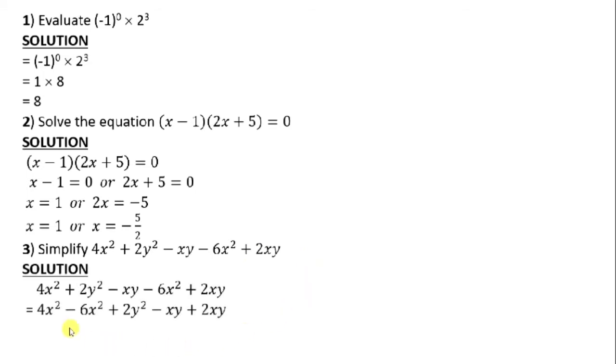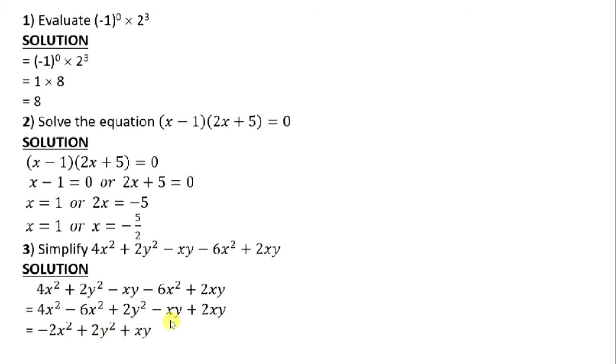So we are going to say 4x squared minus 6x squared plus 2y squared. 2y squared doesn't have a like term. Minus xy plus 2xy. So we'll group them like that. Now when the signs are different, subtract the numbers. So we are saying 6 minus 4 giving us a 2. Put the sign of the bigger number, which is negative. So we are going to get -2x squared.